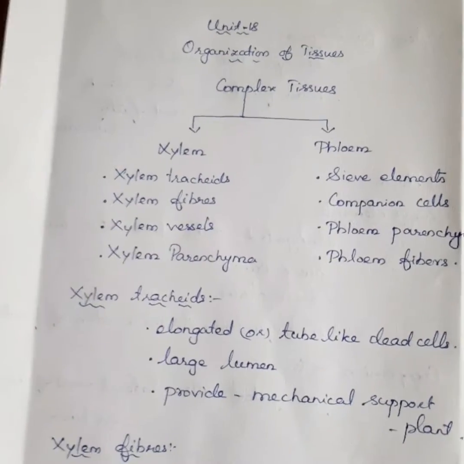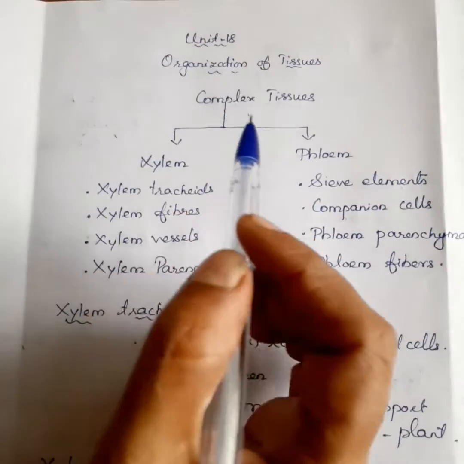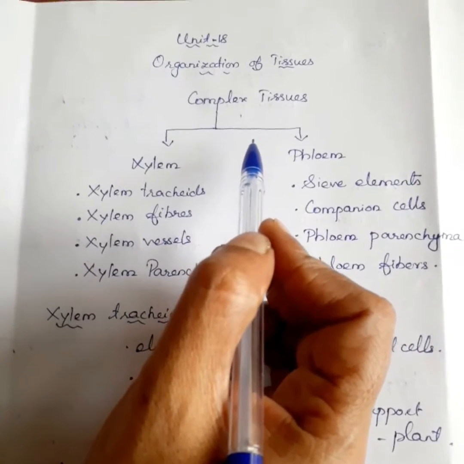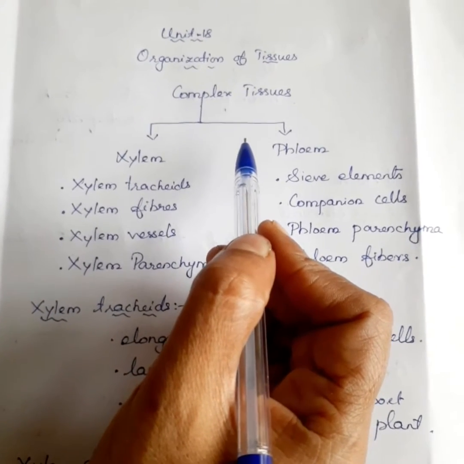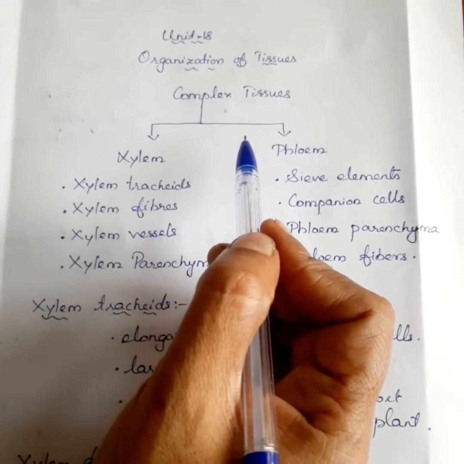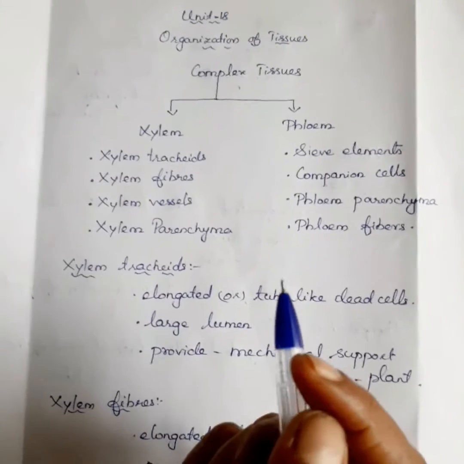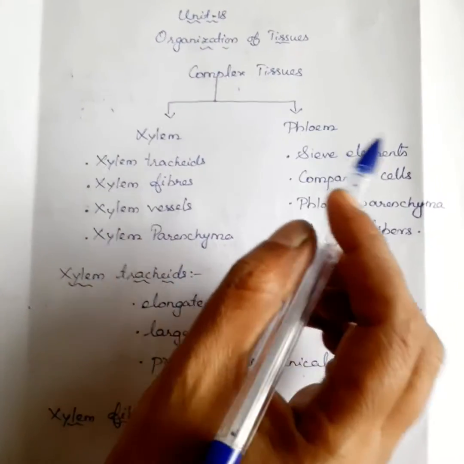Good morning students. Today we are going to discuss the topic of complex tissue. In the last class we saw the meristematic tissue and permanent tissue. Permanent tissue is divided into two types, simple permanent tissue and complex permanent tissue.